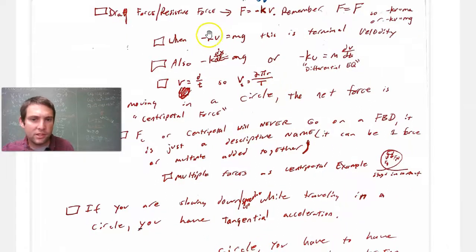So when your drag force equals your weight force, this is terminal velocity. There's your terminal velocity differential equation.